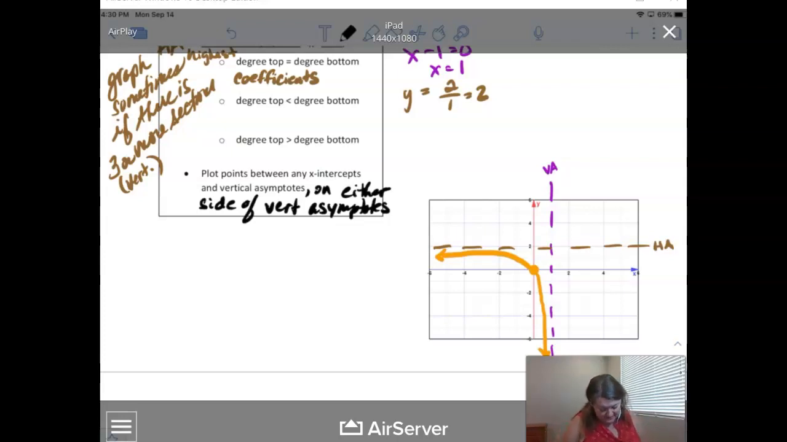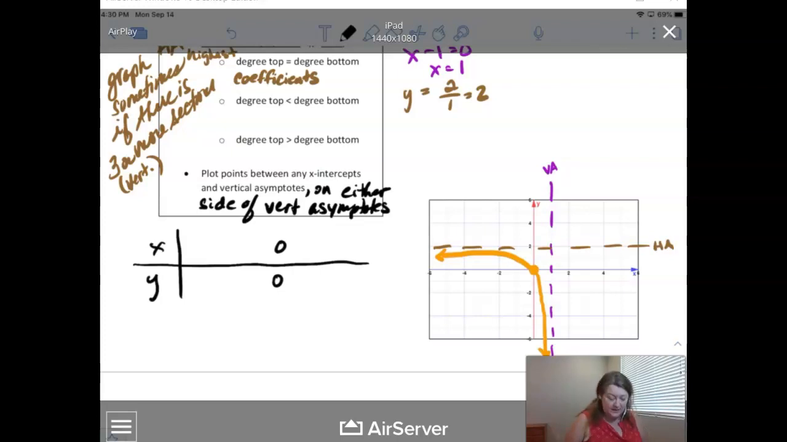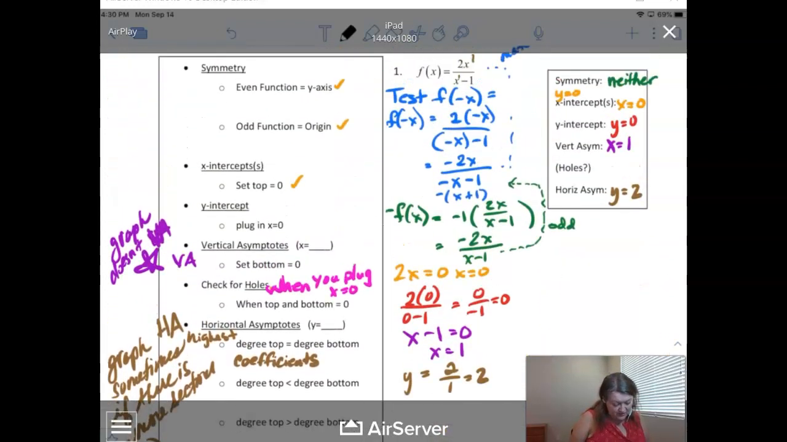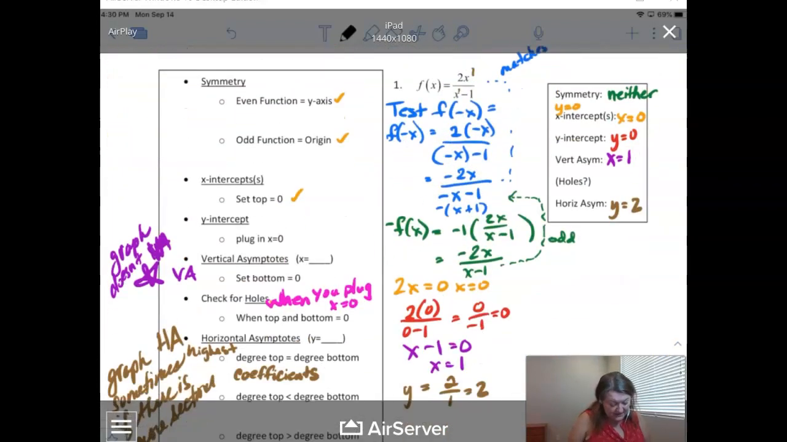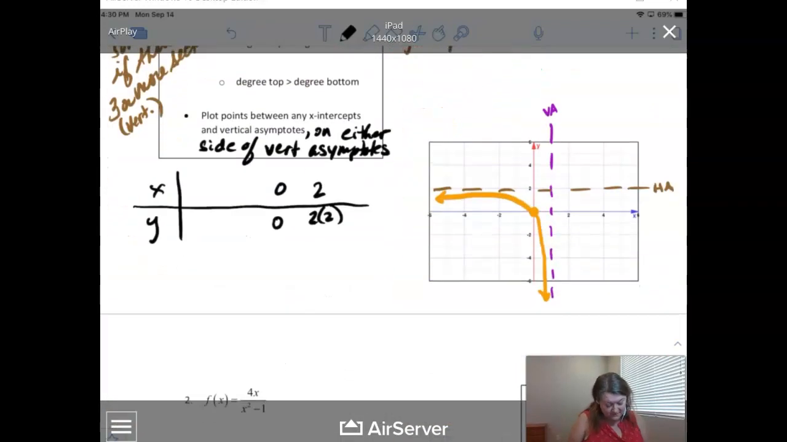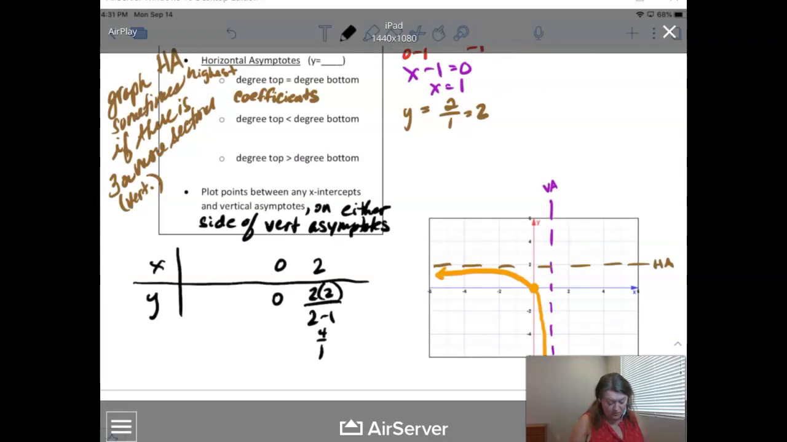Okay, so I'm going to set up an XY chart. I'm going to do this one horizontal just because I have more room going this way. And we already know 0 worked. We already know we're not allowed to use a 1 because there's an asymptote there. So let's go and try a 2. So I'm going to plug this into the original equation. And the original equation was 2x over x minus 1. So 2 times 2 over 2 minus 1, which would be 4 over 1, or 4. So I'm going to plot the point 2 and 4, that's up here.